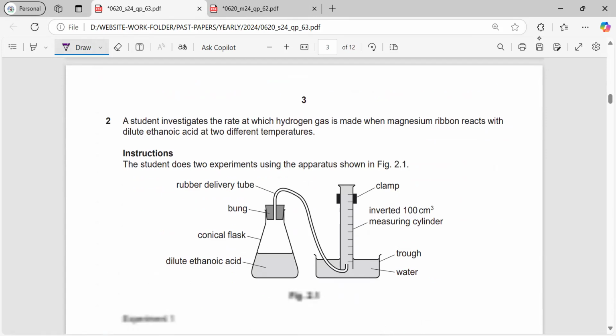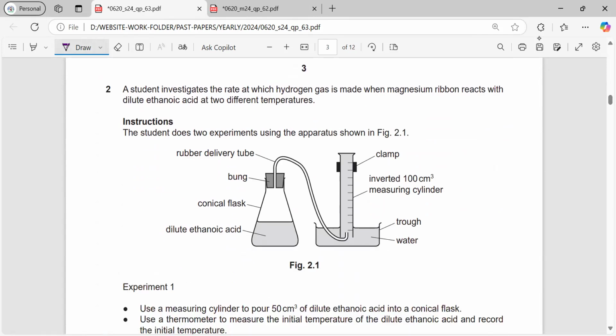Then we have the next question, number 2. A student investigates the rate. Rate means speed. A student is investigating the speed at which hydrogen gas is made when magnesium ribbon reacts with dilute ethanoic acid. So here we are reacting an acid with a metal. And when we react an acid and a metal, we will get salt plus hydrogen gas. So here, the hydrogen gas is produced and a student investigates the rate of formation of hydrogen gas.